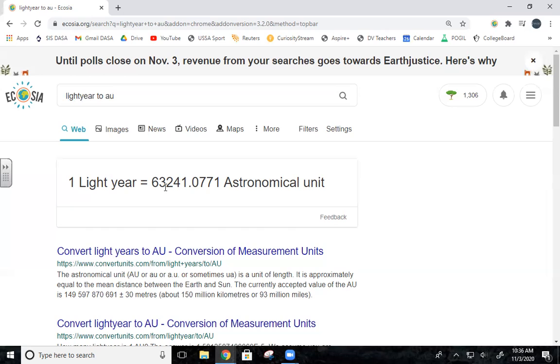Does anyone know the distance? You could do the math really quick if you wanted to, but the distance to the closest star in light years is about 4. Okay, so it takes 4 years for the light from our star to get to Proxima Centauri. All right, that's pretty crazy. All right, so a light year. Has anyone heard of any other measurements of distance in space?